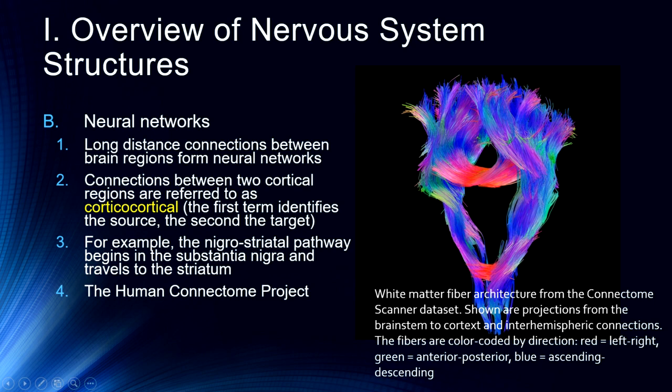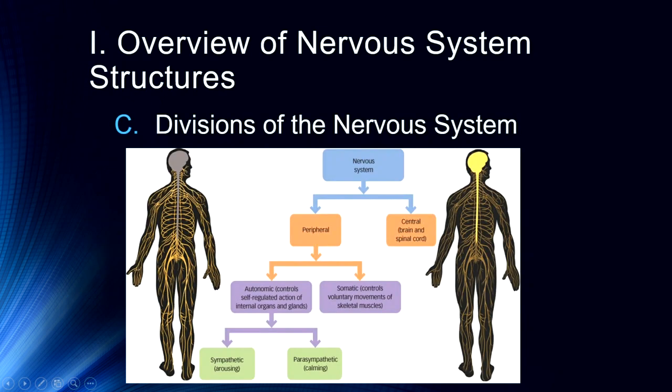So this is a white matter fiber architecture from the Connectome data set. And what we're seeing is connections from the brain stem to the cortex and some interhemispheric connections. These are color-coded by the direction in which they're going, from left to right, anterior to posterior, ascending and descending. And we're going to talk about the technology involved in the Human Connectome Project called diffusion tensor imaging, which is a version of magnetic resonance imaging. We'll talk more about that when we get to research methods in the next couple of lectures.